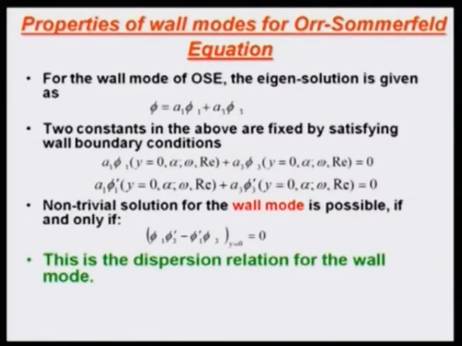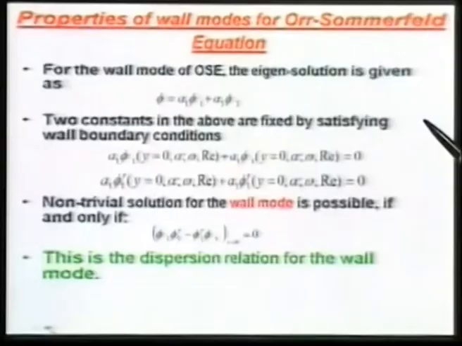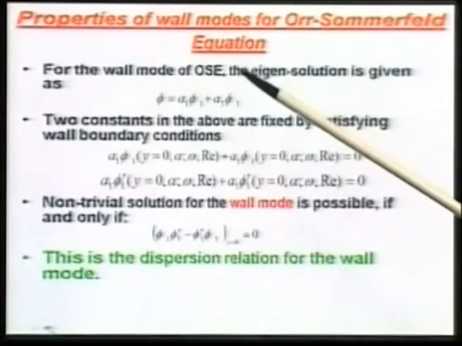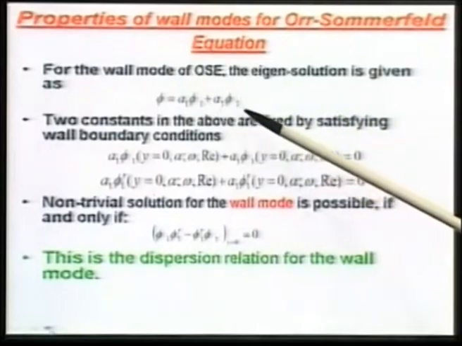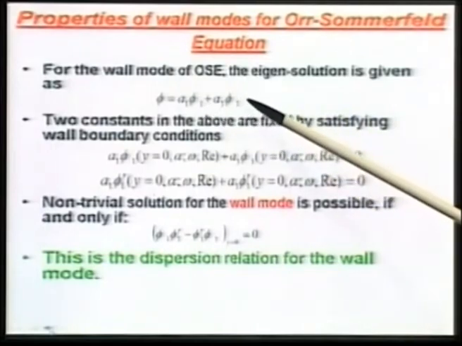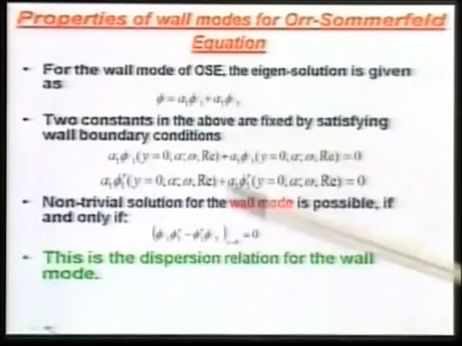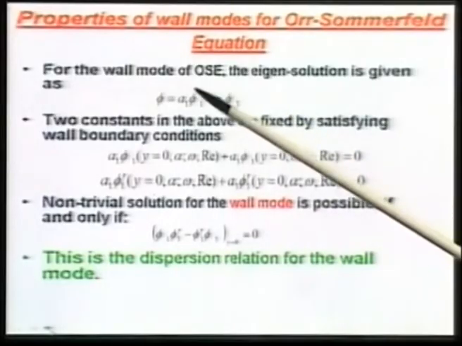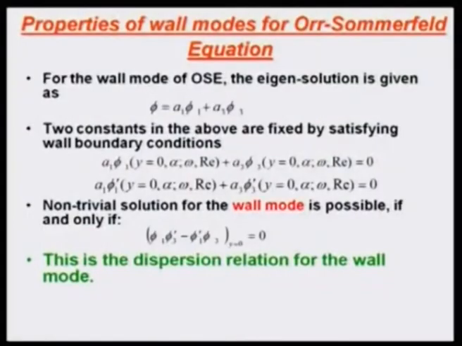Let us now talk about wall modes and what properties we have. Let us look at the Orr-Sommerfeld equation. Now, for the wall mode, we will have these two components as we discussed: A1 phi 1 plus A3 phi 3. How do we evaluate these two multiplicative constants A1 and A3? That is what we want to do.